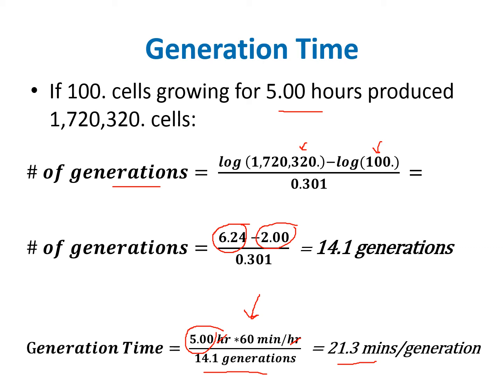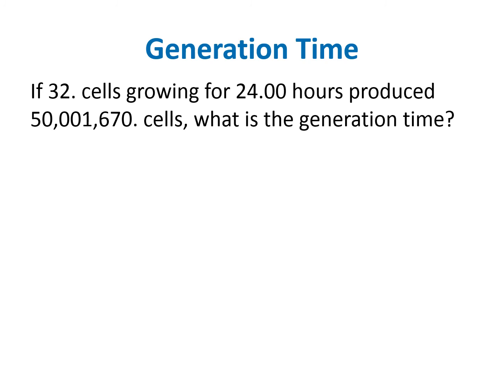Let's try another one. If 32 cells growing for 24 hours produced 50,001,670 cells, what is the generation time? Pause the video, try this in your calculator, and press play when you're ready to see if you're right.